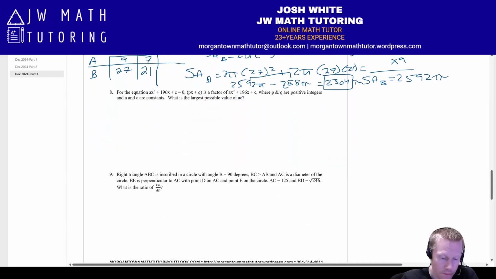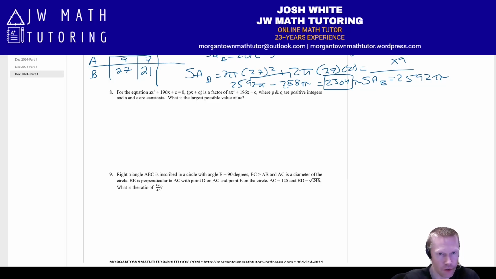Okay, next one up, question number 8. So what I'm going to do for this one, where you have a quadratic equation, basically they tell you it's factorable. That's what this whole px plus q thing is. And basically it's got the b value already filled in as 196. They want to know what's the largest possible value of AC.